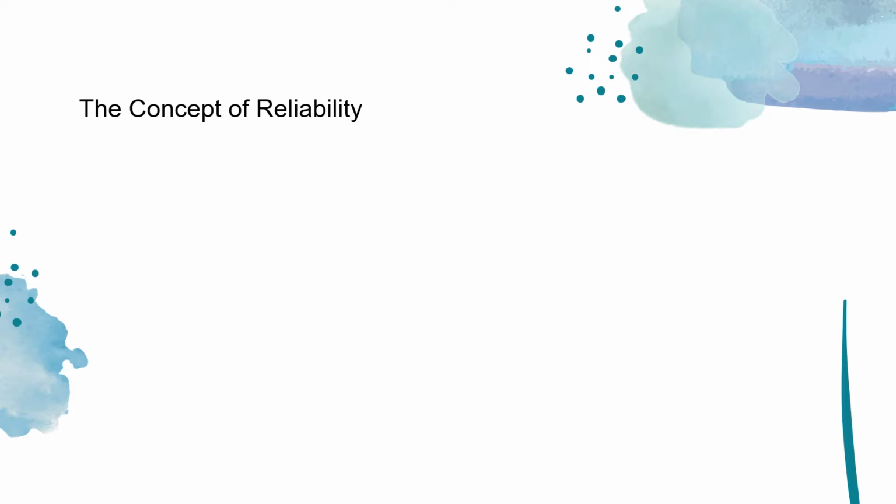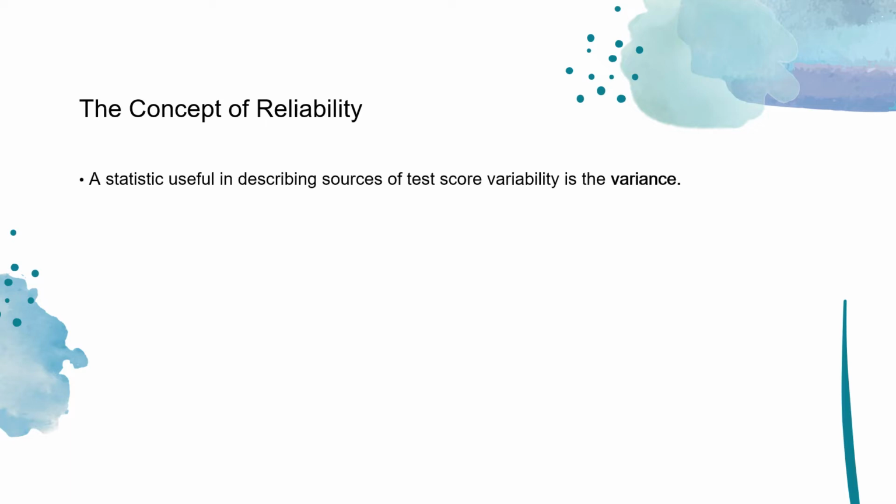The concept of reliability. A statistic useful in describing sources of test score variability is the variance. Variance has two components, true variance and error variance. The true variance is the variance from true differences, and error variance is the variance from irrelevant and random sources. True variance is naturally occurring variable siya sa mga participants. So, meaning, pag sinabi natin naturally occurring, stable siya. Like, for example na lang nito is personality trait.